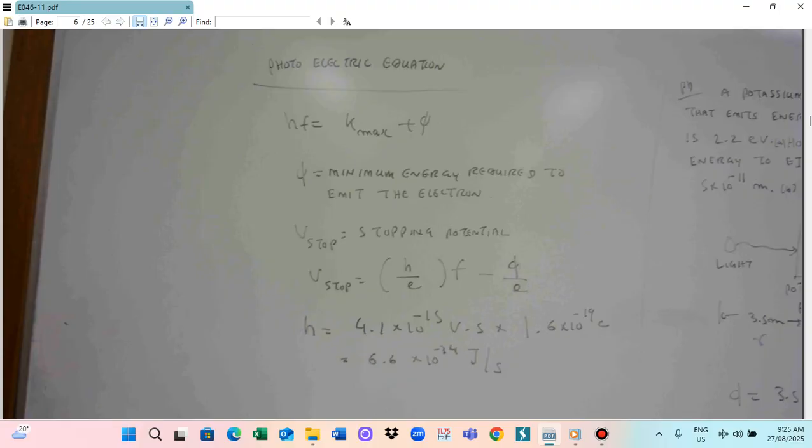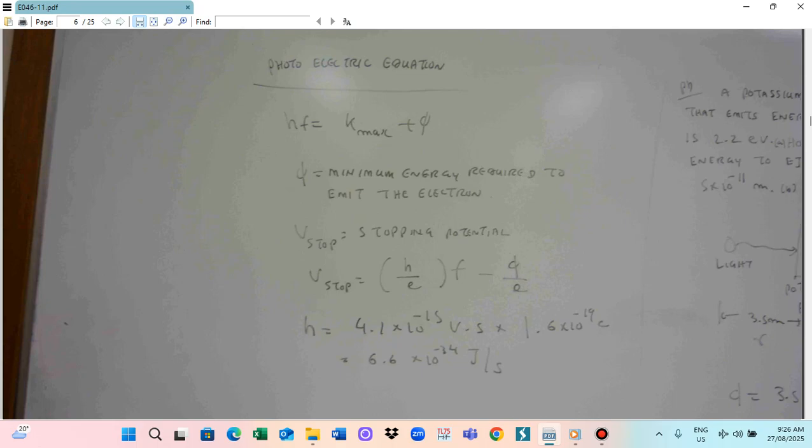So when light falls on the surface, the light has a frequency and the Planck constant, and because of the light energy, the electrons are emitted. So phi is the minimum amount of energy required to emit the electron, and the rest of the energy, the maximum kinetic energy, will produce the electricity flow in the solar cell. Therefore hf is equal to K maximum plus phi. This is the photoelectric equation.